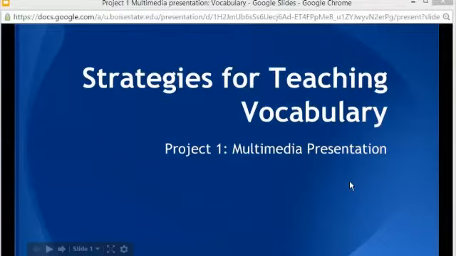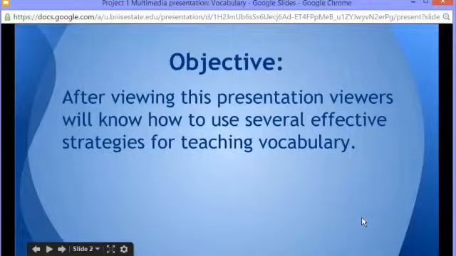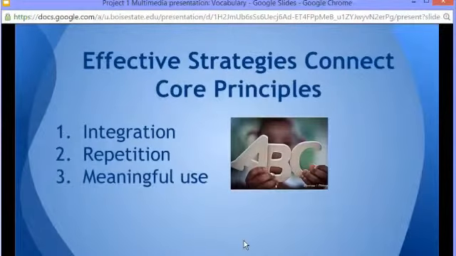Strategies for teaching vocabulary. The objective: effective strategies connect to core principles. This presentation will cover some of the possible strategies to employ when teaching new vocabulary.